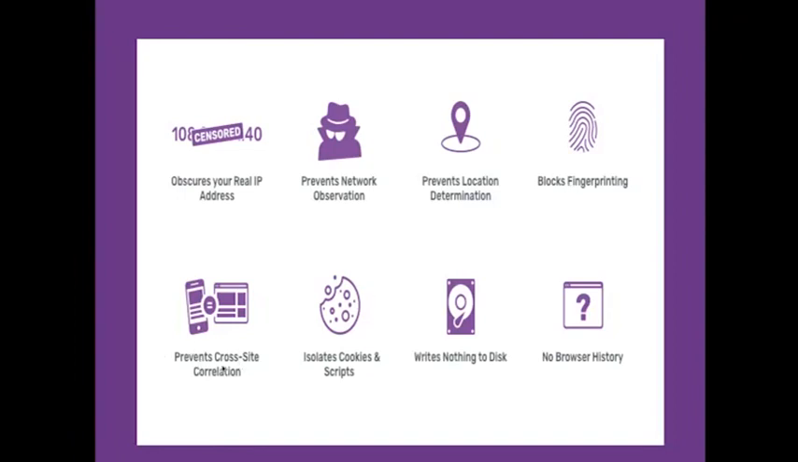Prevents cross-site correlation, so that's if there are multiple websites. So you're accessing, let's say, Google on your phone and Google on your PC or laptop. Perhaps Google can usually find out that you are the same user, but if you use perhaps Tor on your laptop, then Google will find it difficult to know that you're the same user.